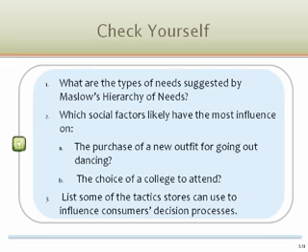2. Which social factors likely have the most influence on A. The purchase of a new outfit for going out dancing? Reference groups and culture. B. The choice of a college to attend? Family. 3. List some of the tactics stores can use to influence consumers' decision processes. Store atmosphere, crowding, in-store demonstrations, promotions, and packaging.